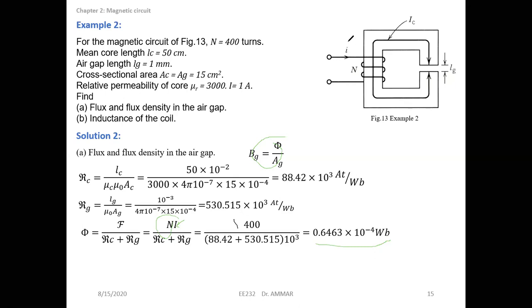Now we didn't consider the leakage flux. If the leakage flux is considered, I will tell you. So here we didn't talk about it, so we didn't consider the leakage flux. Good remark. Thank you.